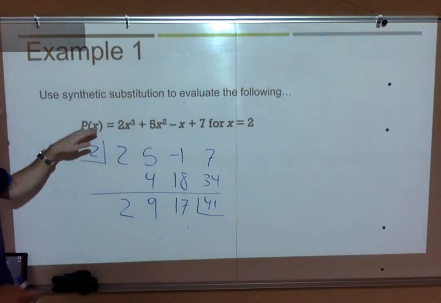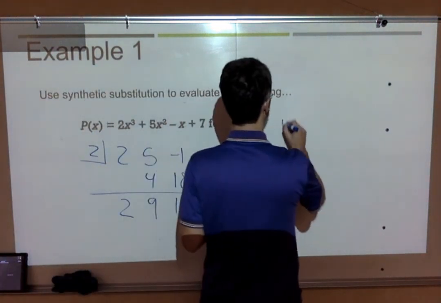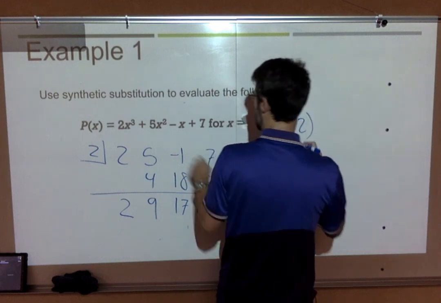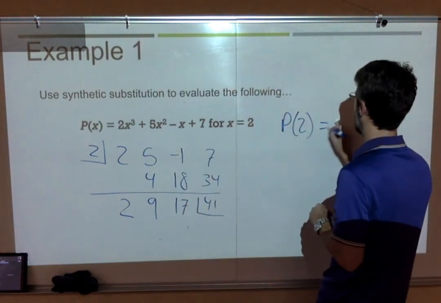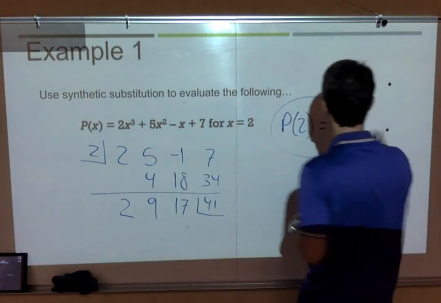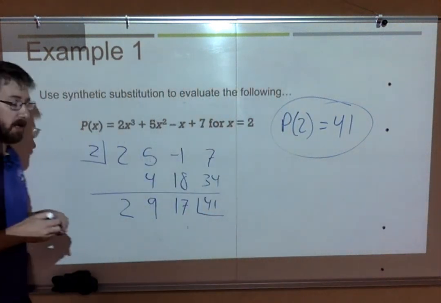So P of 2, if we plugged 2 into this equation, I would get 41. And that's that.